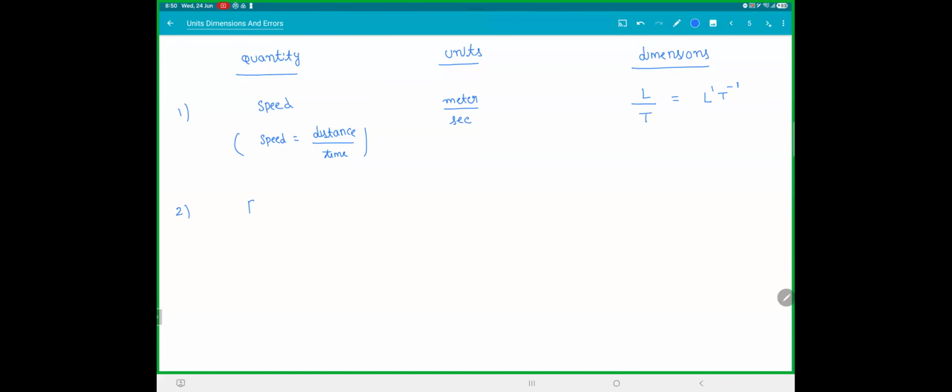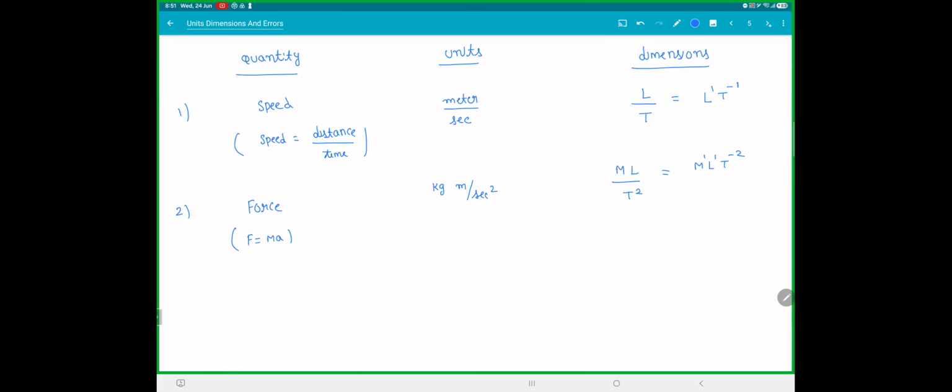Force. If I give you a quantity, you have to tell me the units and dimensions. For force, the simplest formula is mass into acceleration. Force ka mass is kg, acceleration is meter per second square. So you can directly write the units. So kg ka dimension is m, meter ka dimension is L, time ka dimension is t square. So this is m power 1, L power 1, t power minus 2. Is that understood, everyone? How to get the units and dimensions?